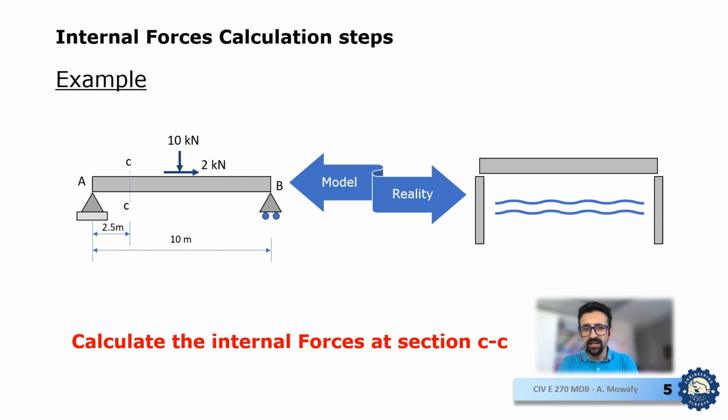Now, let's take an example to see the calculation steps for internal forces. As we see here, we have this beam that could represent a girder beam in a bridge, and those loads are coming from a car crossing the bridge, and the driver decided to press on the brakes to stop at the middle of the bridge, as we see. So we have this braking force, and we have the vertical load coming from the car. And we need to calculate the internal forces at section CC.